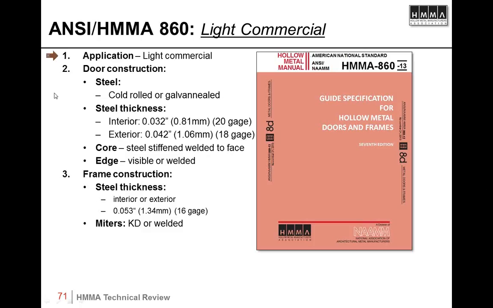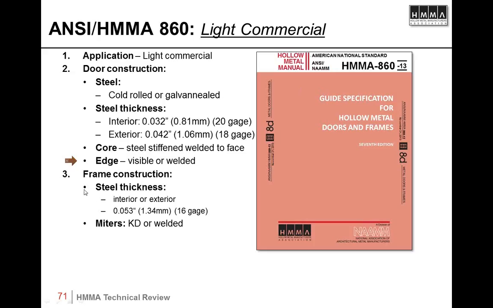Now looking at this at a high level and reviewing them, 860 is light commercial. That's what I was saying earlier. Looking at it, the door construction can be either cold rolled or galvannealed, that's the face sheets. Looking at steel thicknesses for interior construction, the standards based on 032 minimum or 20 gauge. Exterior will be 042 or 18 gauge. The core construction for this specification is only steel stiffened with the stiffeners welded to the face sheets. And then the edges are either visible or they are the welded edge. So that's a basic outline of 860 construction, and it's light commercial.